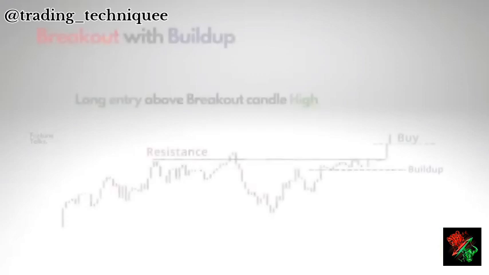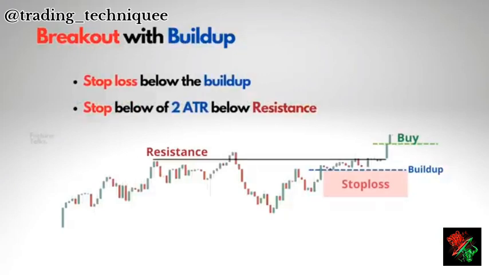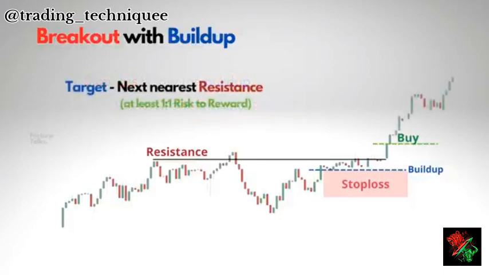So my point is that when you see a consolidation at a resistance, basically a build-up just in front of the area of resistance, this is a sign of bullish strength. In this scenario, I'll be looking to go long, and my trade entry is when the price trades above the breakout candle high, and I will put my stop losses below the resistance level. That is, below the low of the build-up or consolidation. Or you can even keep it around 2 times the ATR value below the resistance. Now talking about the targets, my target would be the next nearest structure.